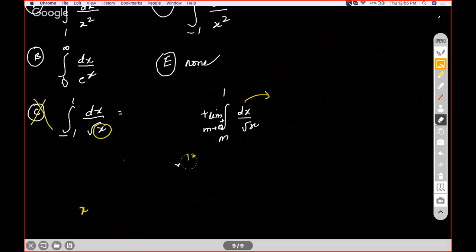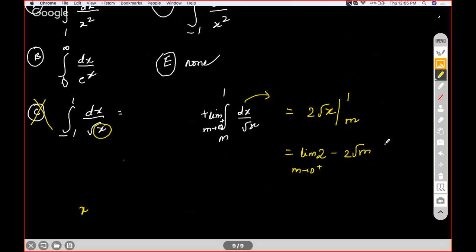So even though they gave you from minus 1 to 1, the function will only exist from 0 to 1 onwards. So 2 root x from m to 1 will be 2 minus 2 root m, and the limit m tending to 0 plus. That's going to be 2. So it converges. So C cannot be your answer.